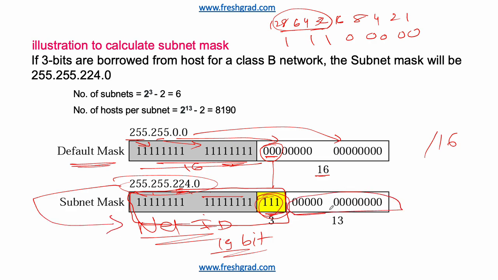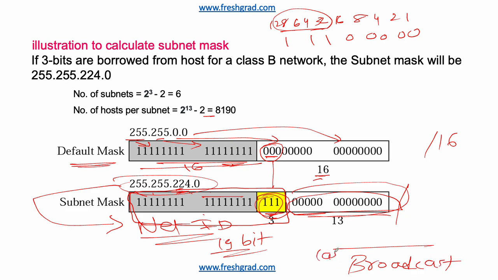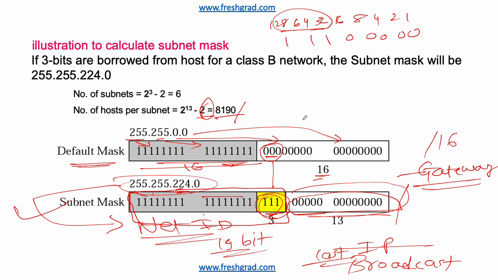And now we have 13 bits left, right? 16 minus 3, so 13 bits for the host. So you can have hosts within this range. How many hosts can you have? 2 raised to the power 13 minus 2. Remember, the last IP we use for broadcast, and the first IP we use for the gateway. That's why minus 2. So how many hosts can you have in this new subnet mask? You can have 8190. Okay.